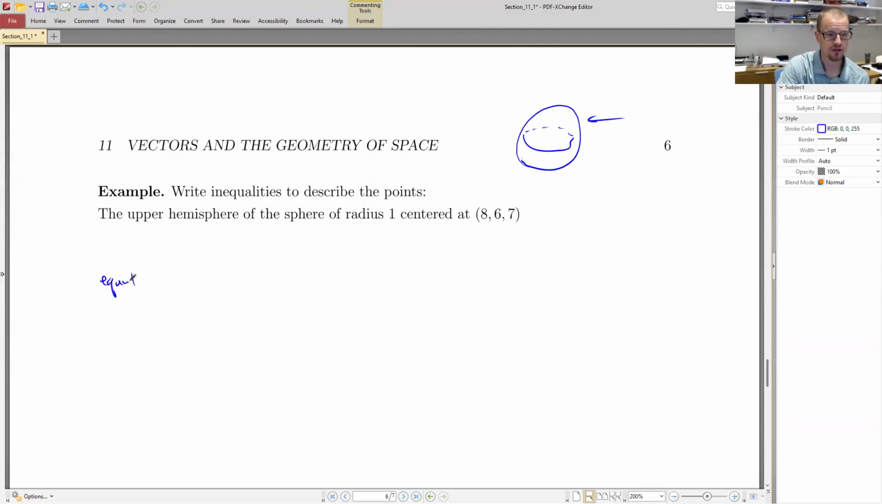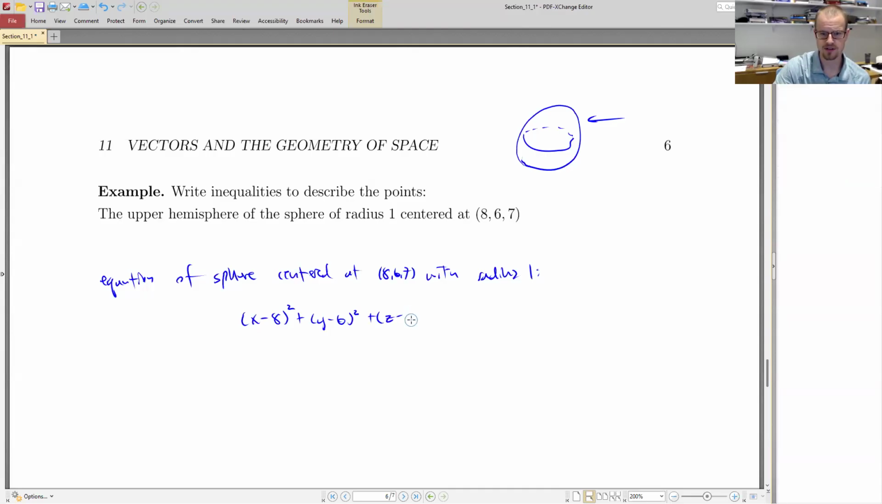So the equation of a sphere centered at (8, 6, 7) with radius 1. What is the equation? Well, that's just going to be x minus the x value of 8 squared plus y minus the y value of 6 squared plus z minus the z value of 7 squared equal to 1 squared.